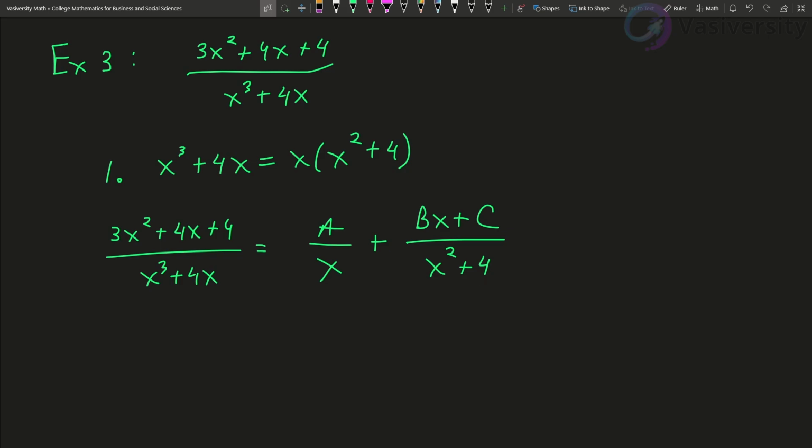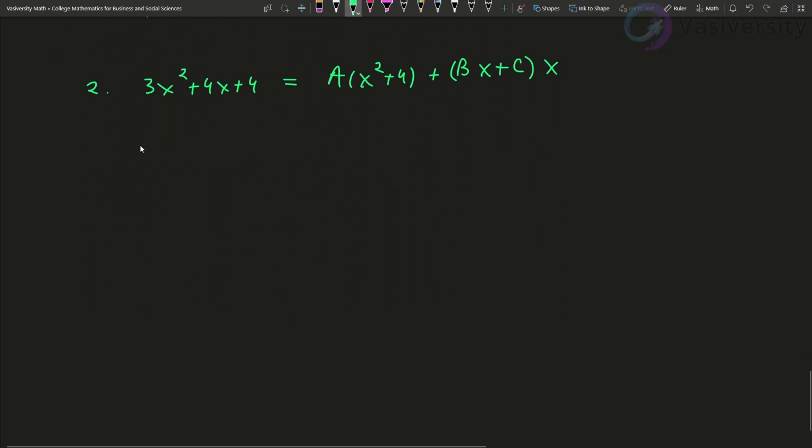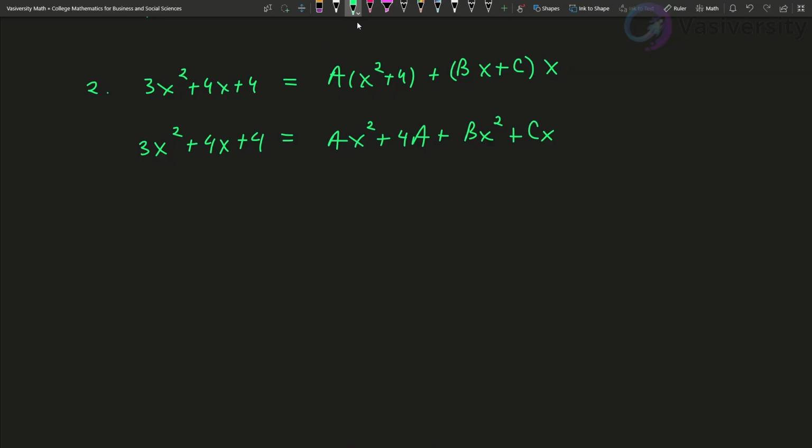Okay, perfect. Once again, step 2: we're going to have 3x squared plus 4x plus 4 is equal to A(x squared plus 4) plus (Bx plus C) times x, and so we're going to simplify. So 3x squared plus 4x plus 4 is equal to Ax squared plus 4A plus Bx squared plus Cx. Let's see, we have many equations here. We're going to have that 3 is equal to A plus B, then 4 is equal to C, and then 4 is equal to A. Right, so let's see.